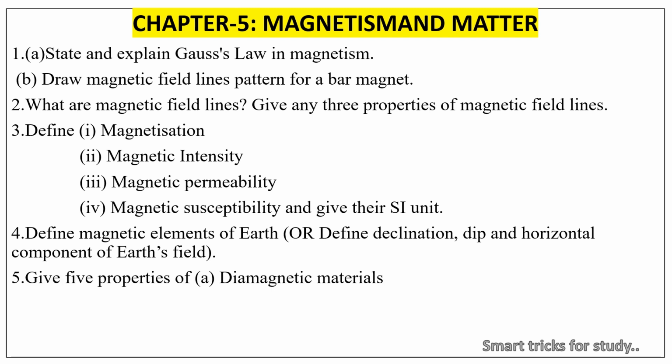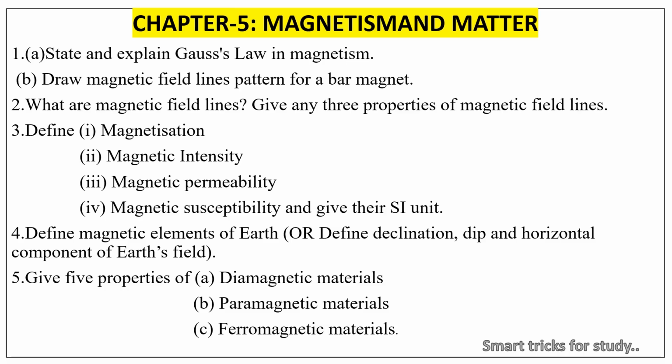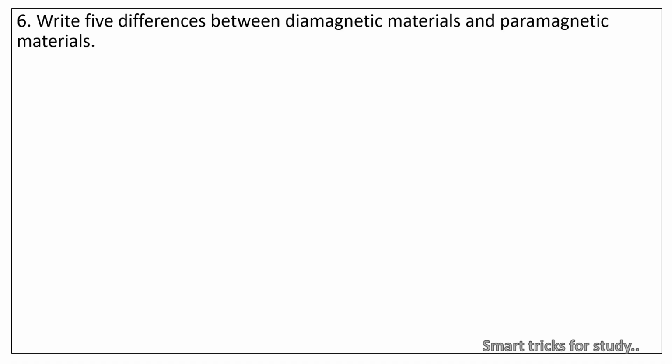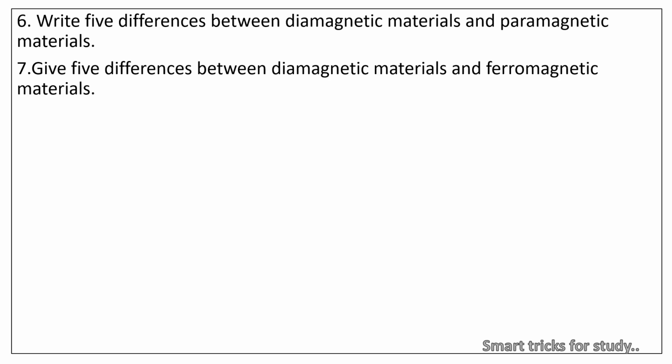5. Give 5 properties of A. Diamagnetic materials, B. Paramagnetic materials, C. Ferromagnetic materials. 6. Write 5 differences between diamagnetic materials and paramagnetic materials. 7. Give 5 differences between diamagnetic materials and ferromagnetic materials.